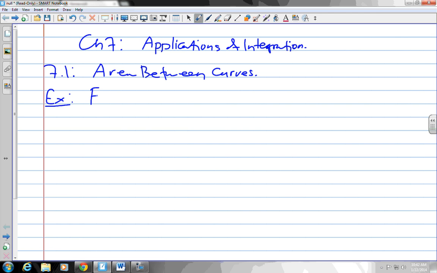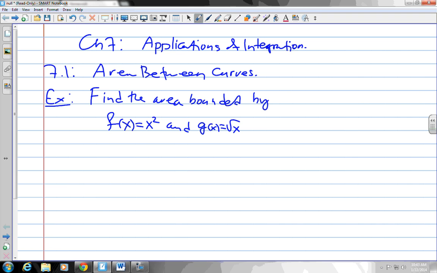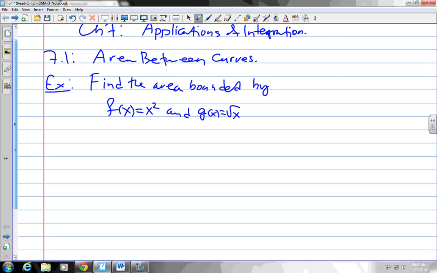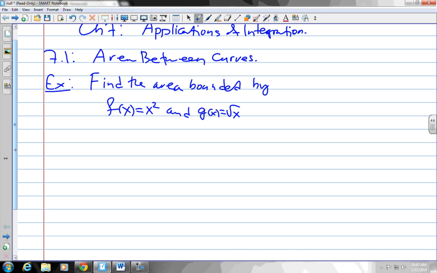So find the area bounded by two functions, f of x equals x squared and g of x equals square root of x. Okay?